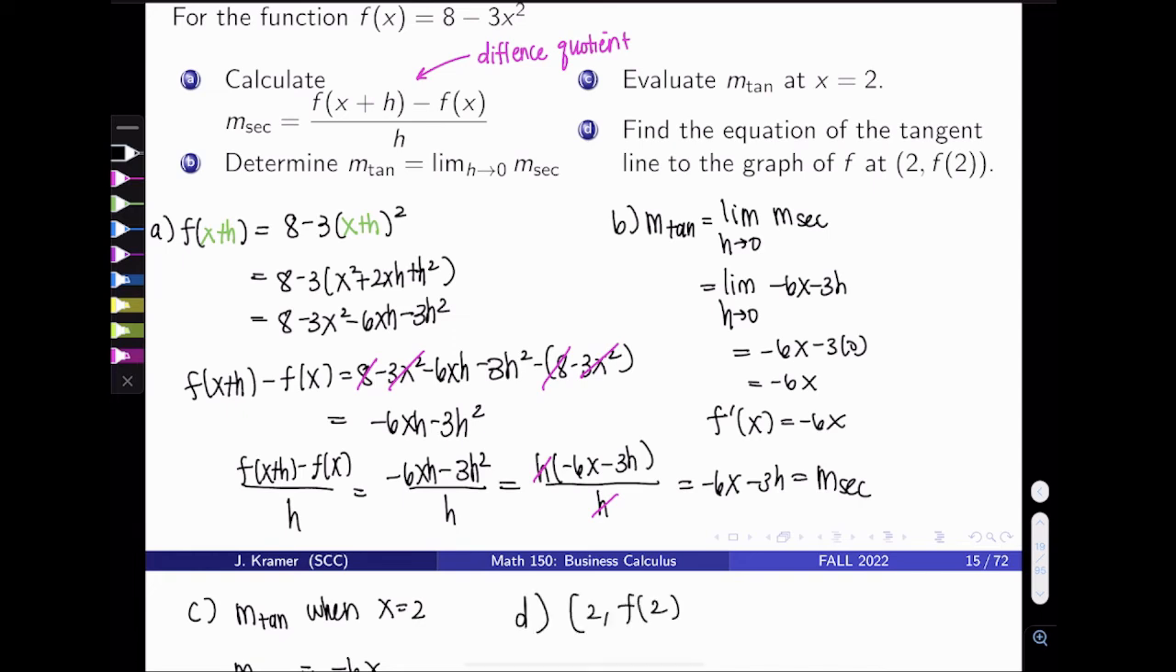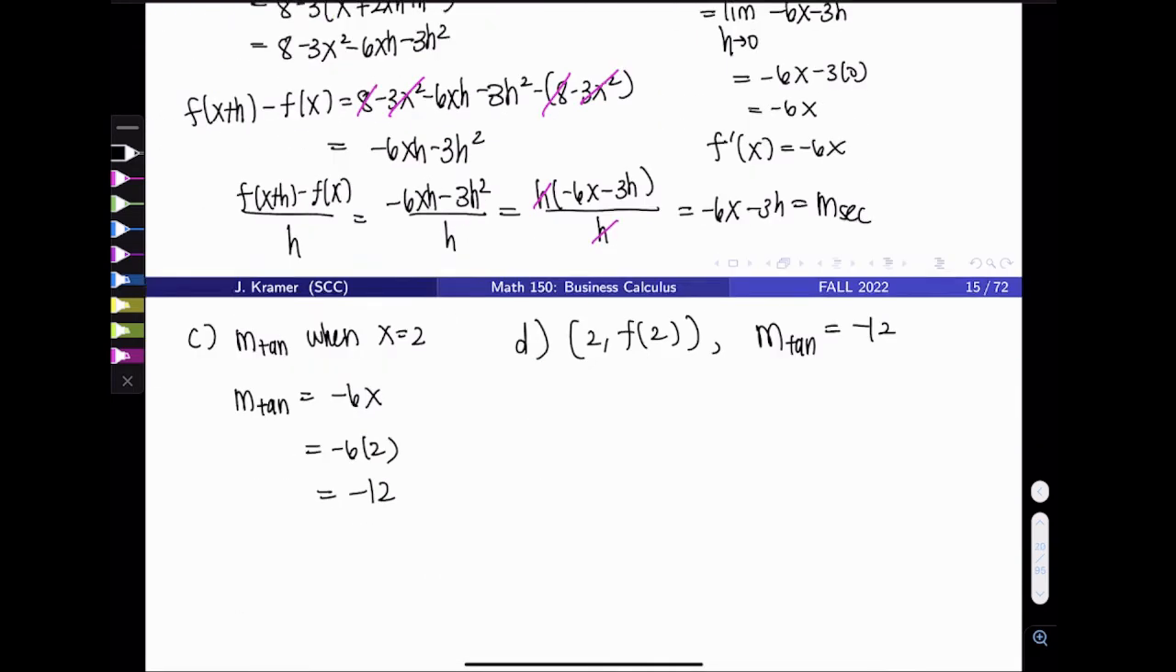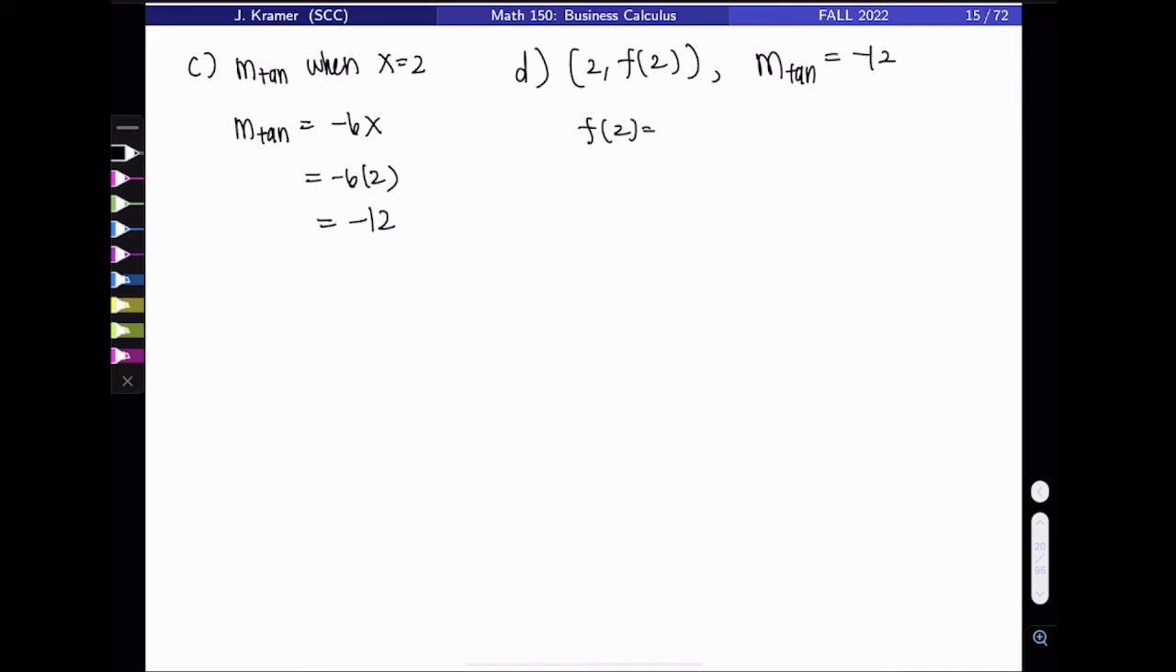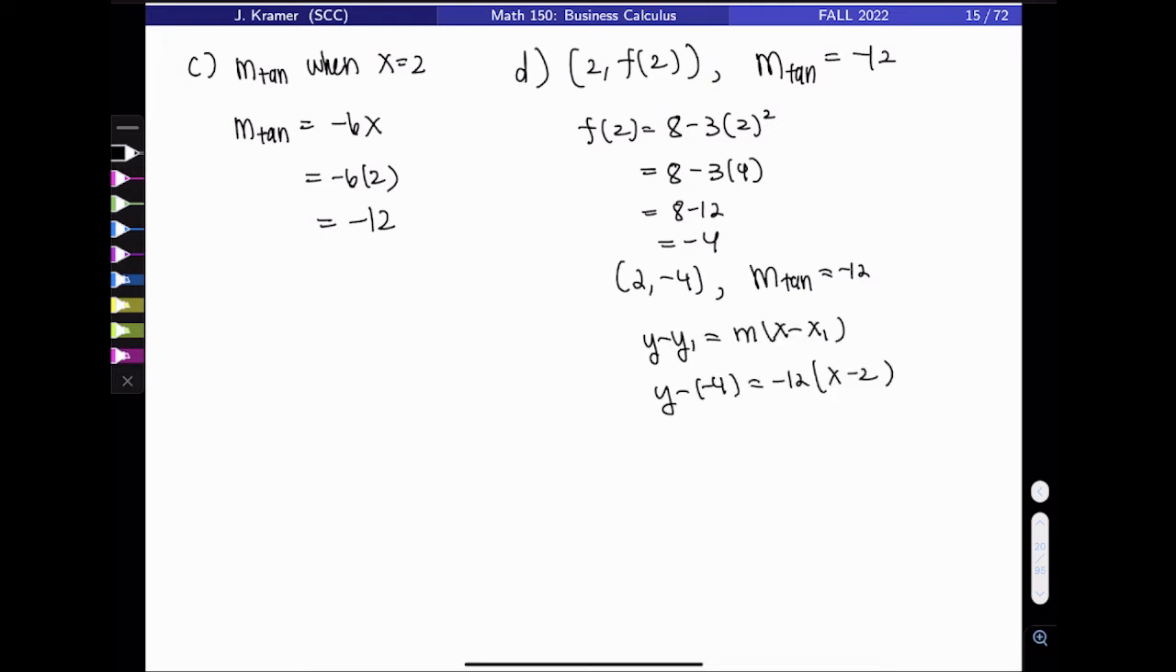And then remember, the slope of our tangent line there is negative 12. So f of 2 is 8 minus 3 times 2 squared. So we're looking at the point 2, negative 4, and the slope of that line is going to be negative 12. So we'll plug into our point-slope form, and then we'll solve for y. So the equation of the tangent line to the curve f of x is y equals negative 12x plus 20.